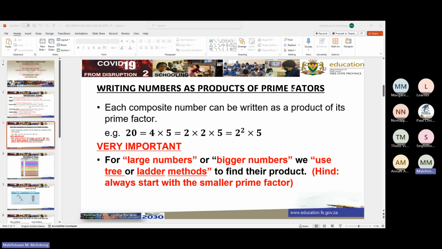Very important thing. For a large or bigger number, we use a tree or a ladder method to find their product. The hint is always start with the smaller prime factor. However, in order to understand prime factors very well, including prime numbers, we need to understand the divisibility rules.